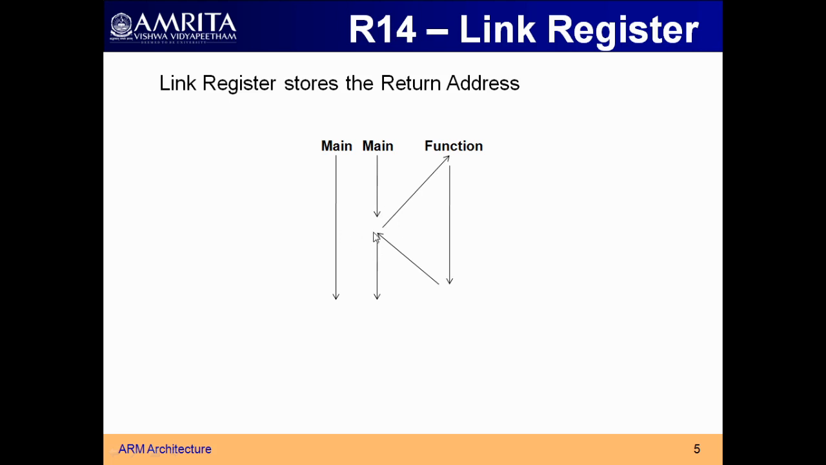So where will you store the return address? That is the function of the link register. The link register keeps track of the return address. Whatever return address you need to store will be stored in the link register. Right, so before moving from a main program to a function, the return address to which you need to come back will be stored in a register known as the link register. So that is the function of R14, the link register: storing the return address to which the processor should come back after executing a function.